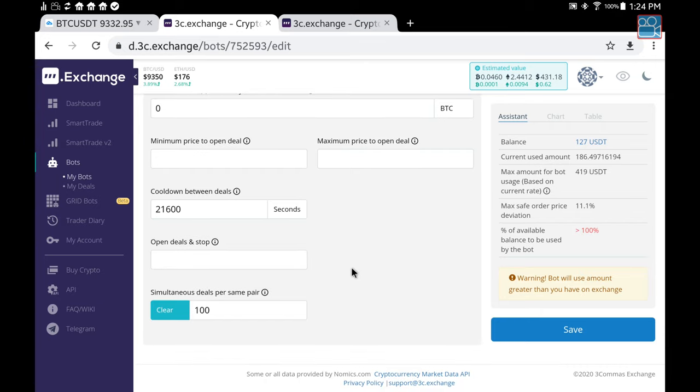Now we go in and we max out our simultaneous deals. We want to be able to get as much as 100 DCAs on a particular asset.